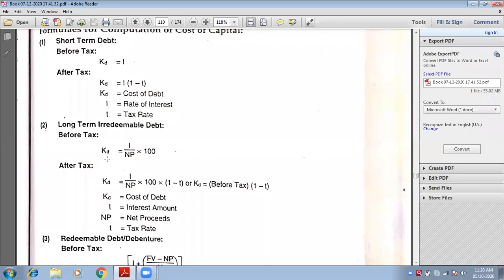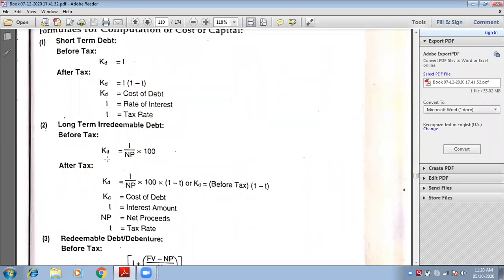Because always remember, for debt, whatever I pay to them is before tax. NP is net proceeds. Whatever is the market value is known as net proceeds. It is the same as market value.